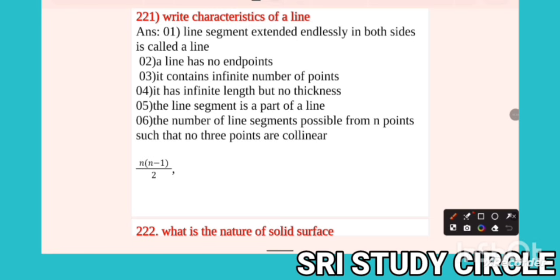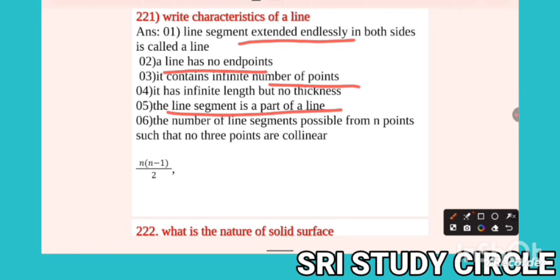Write characteristics of a line. A line segment extended endlessly in both sides is called a line. A line has no endpoints. It contains an infinite number of points. It has infinite length but no thickness. A line segment is a part of a line.